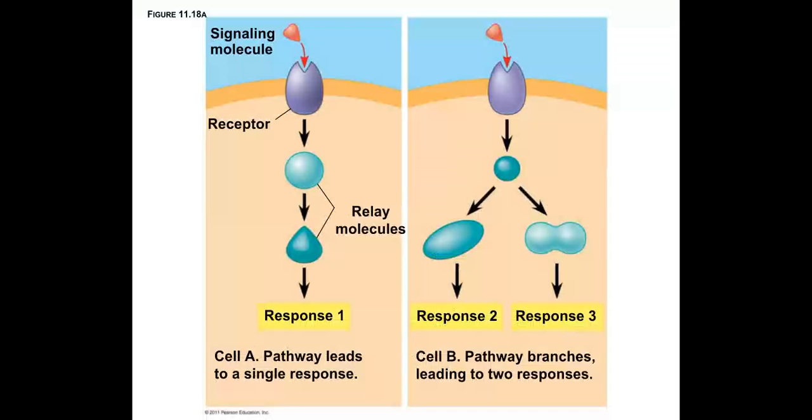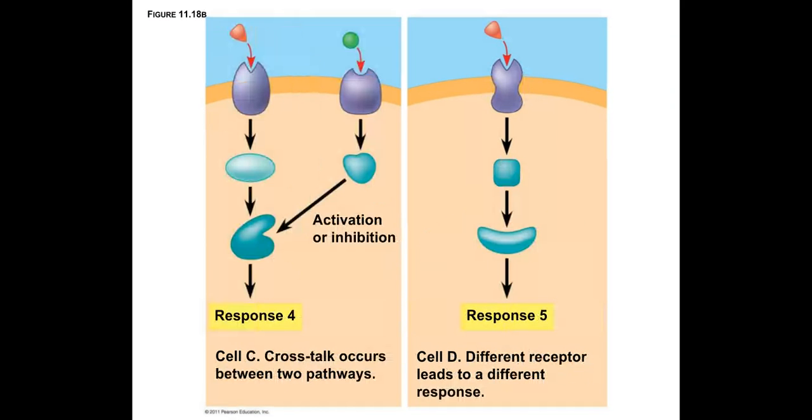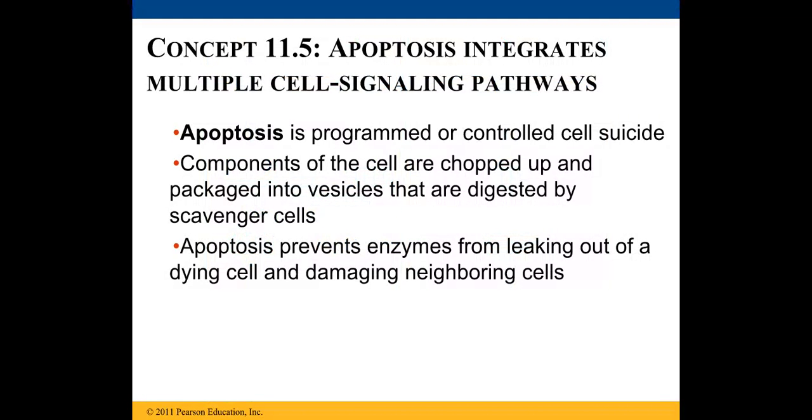So here's an example of two different response pathways that can lead to a single response or a double response. You can have another response inhibiting, a kind of crosstalk that inhibits, or you can have a totally different receptor lead to a different response.